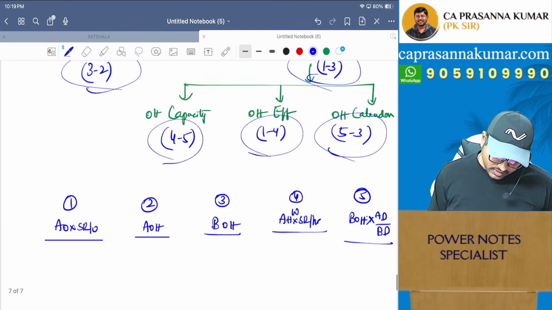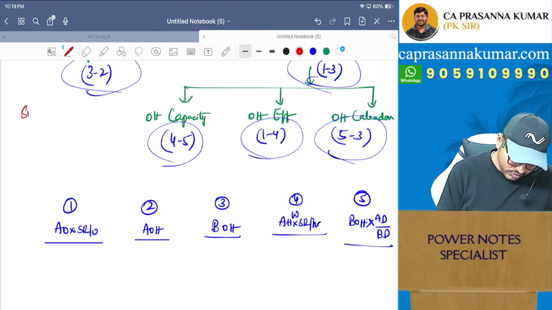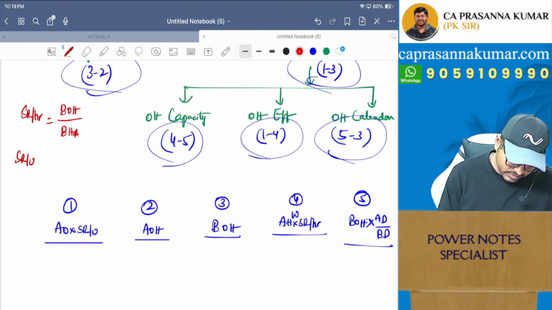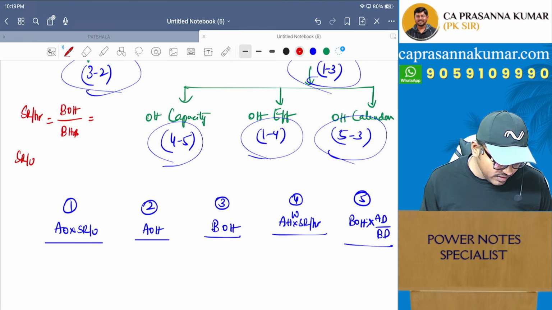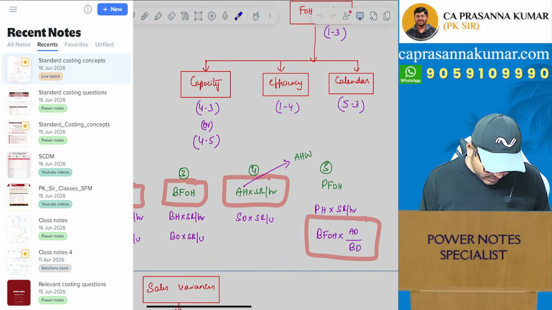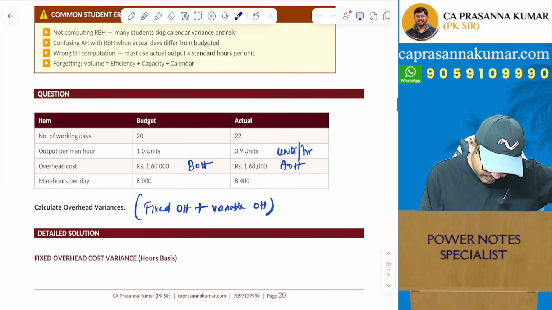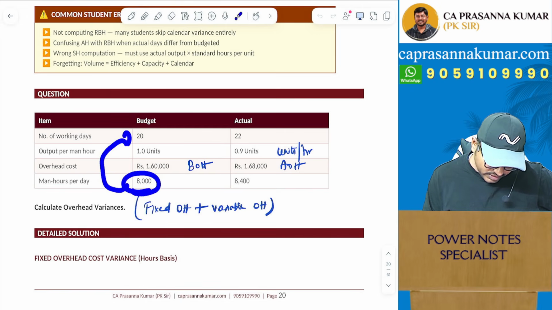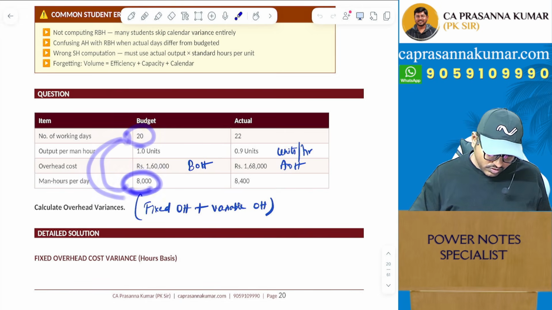Got it? Okay, now we have a mandatory first step when it comes to overhead variances: SR per hour, SR per unit. What is SR per hour? Budgeted fixed overheads or budgeted overheads divided by budgeted hours. Do I have this information over here? Budgeted hours is how much? In the question, budgeted hours and output per man hour, we'll be taking 1 unit per hour. How many hours? 8,000 hours per day. How many days? 20 days. So 8,000 hours per day into 20 days. Total budgeted hours will be how much?